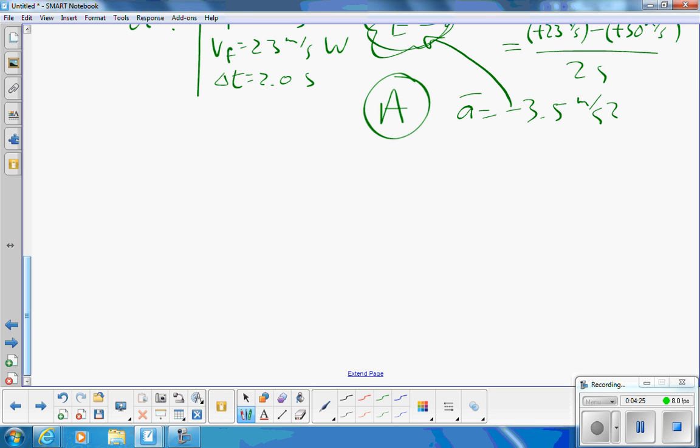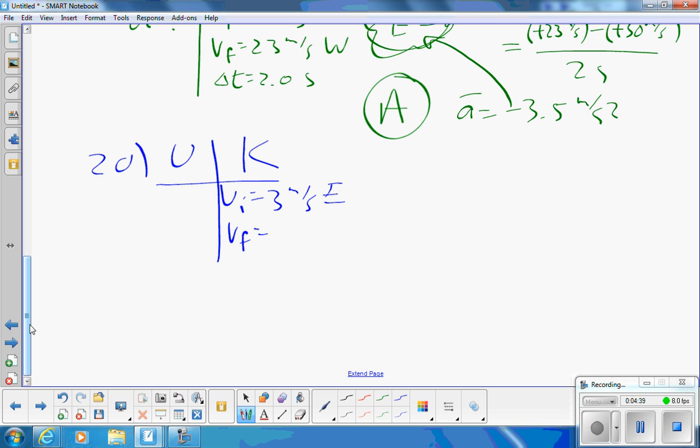Here comes number 20. An object accelerates uniformly. Well, this is the same thing we just did. VI is 3 meters per second east. VF is 8 meters per second east. Delta T is 2.0 seconds. And they only want the magnitude anyway, so I don't care about the direction. I'm not going to cloud anything.